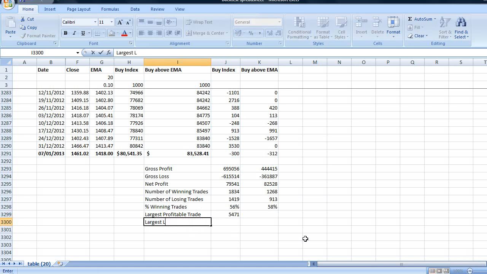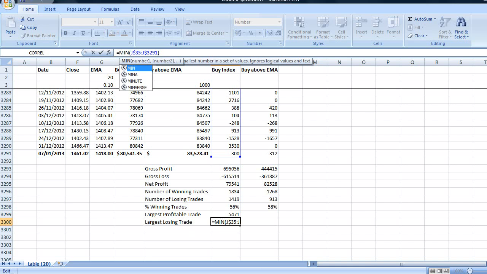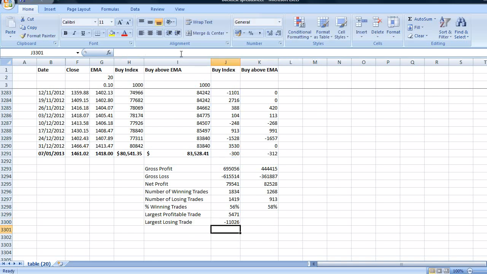Unfortunately, we need to also find out our largest losing trade. I'm going to use the formula where, instead of max, the formula is min. Okay, unfortunately the largest losing trade is roughly about double the largest profitable trade. Okay, and again we can copy these over for strategy number 2. We can see the numbers. Largest profitable trade is slightly lower, but also the largest losing trade is lower.